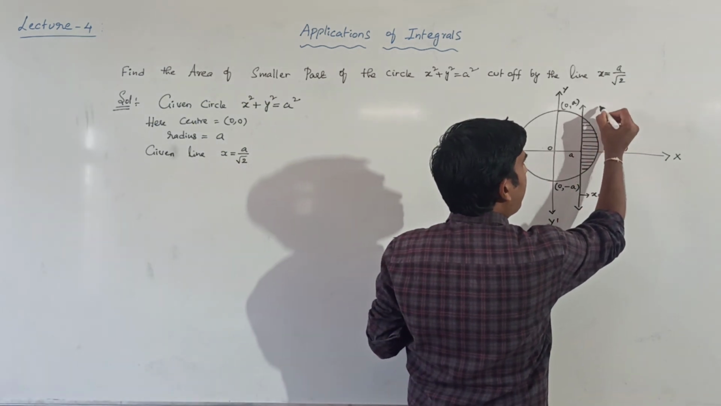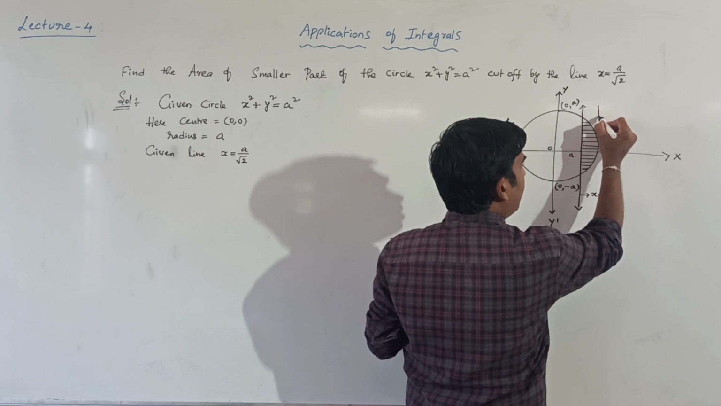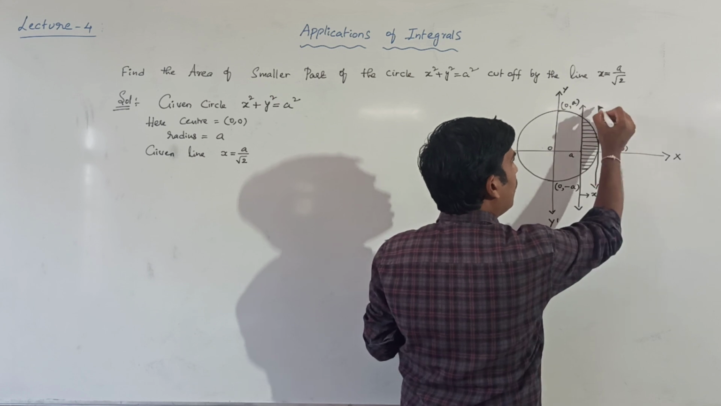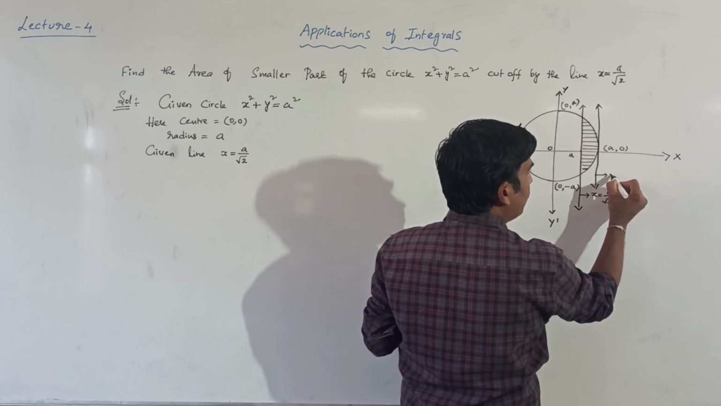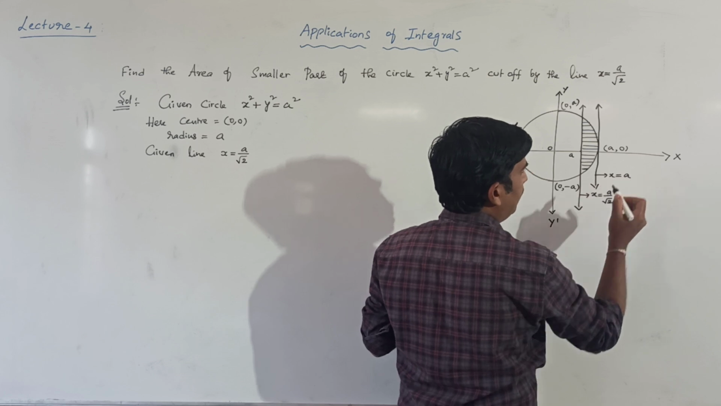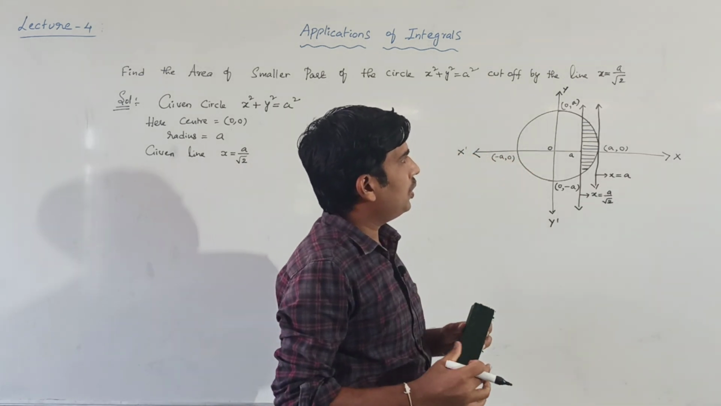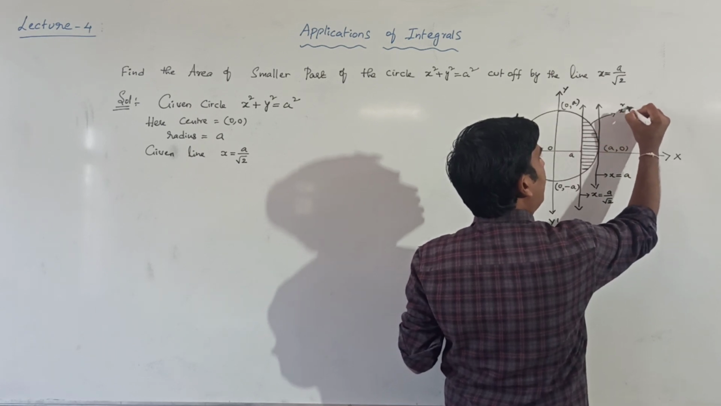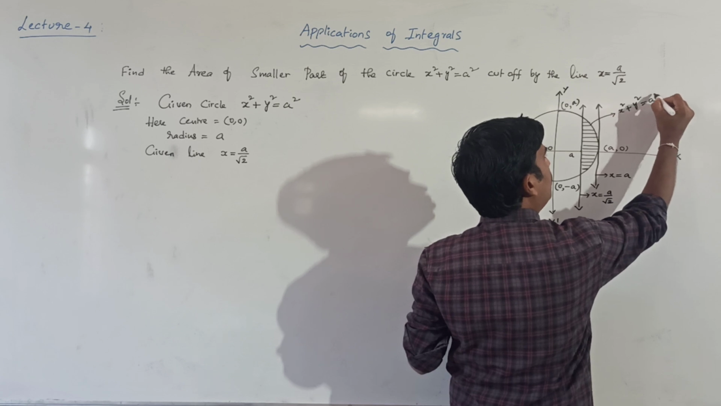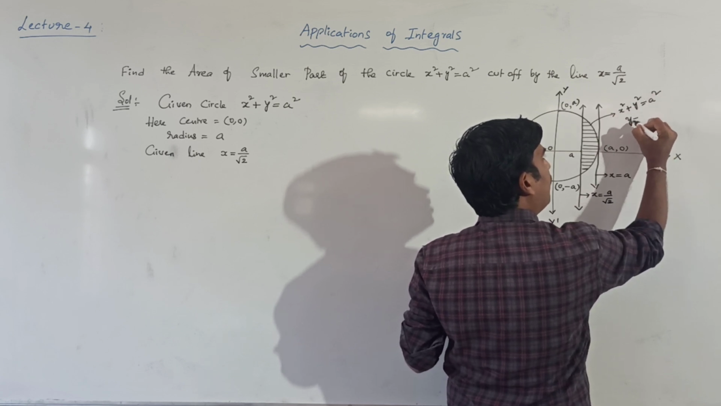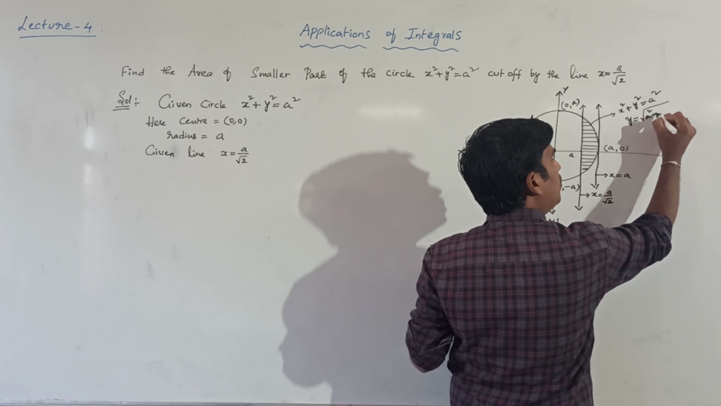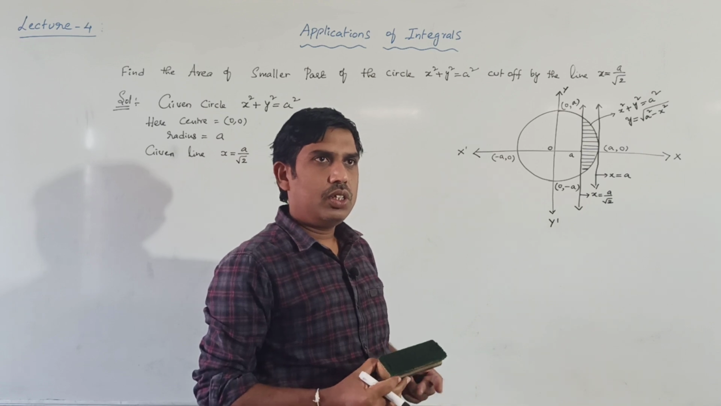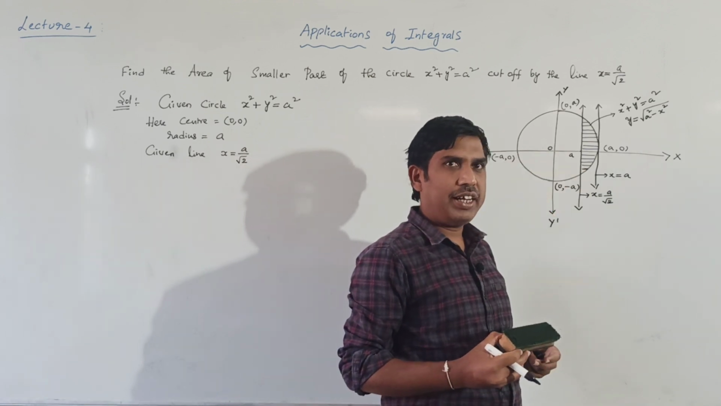Here I drawn one vertical line, which is x is equal to a. Here, what is the curve equation given? x square plus y square is equal to a square. From here, y is equal to root over a square minus x square. So the shaded part we have to find out.